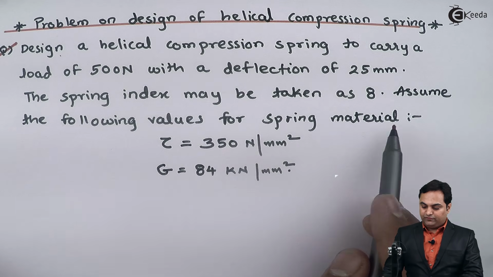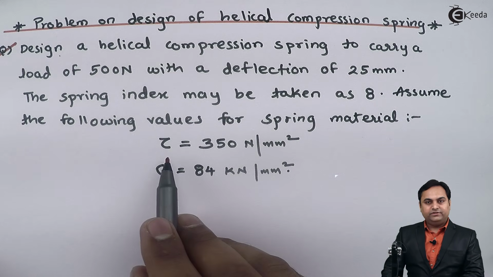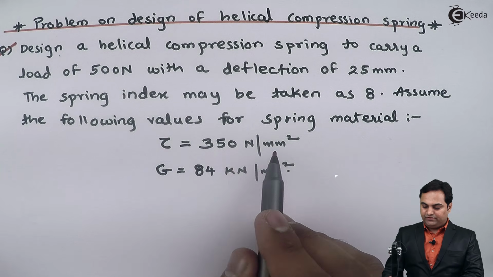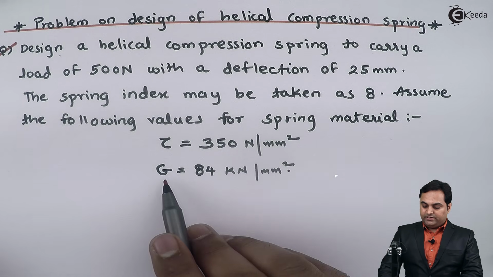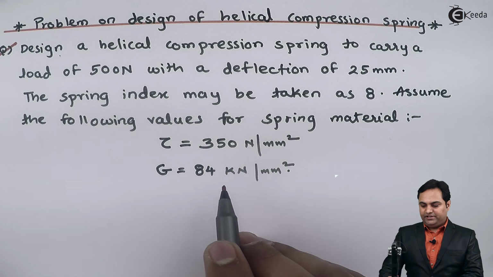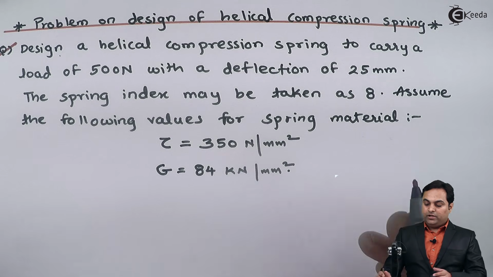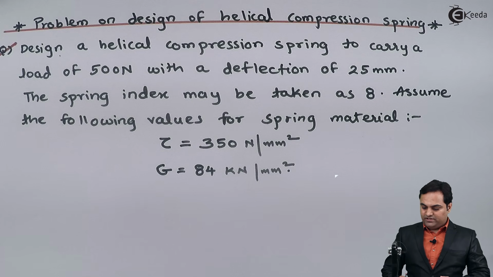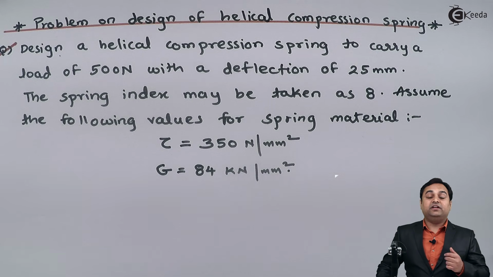Assume following values for spring material. Tau, that is shear stress, is equal to 350 Newton per mm square. Capital G, that is modulus of rigidity, 84 kilonewton per mm square. Now for these data which is given, we have to design a helical compression spring.